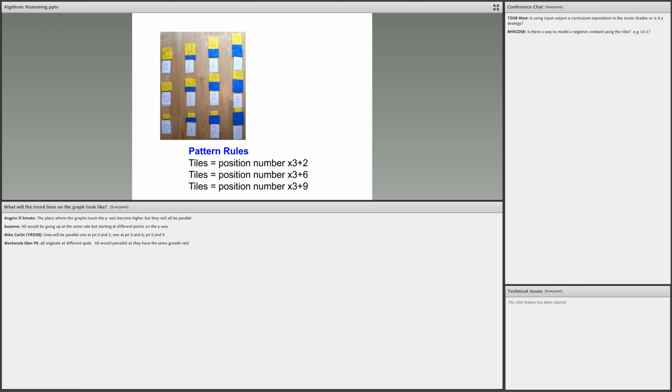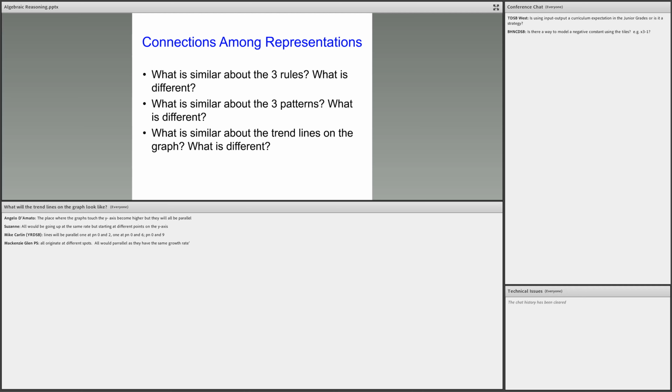So again, we have kids build the patterns first, keep those patterns, and then create the graph. And again, if we look at position 0, we can see that that constant is different for each of those. But if we look at the growth of the pattern in terms of the blue blocks, we can see that the growth is the same. But what's different is that the constant is almost like pushing that trend line up the graph. So I have a video now to show you.